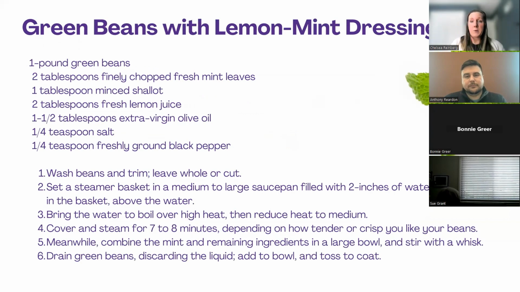Here is a recipe with a green bean with lemon mint dressing. So this uses fresh green beans, or if you have frozen green beans, but the frozen green beans will have just a little bit of a different texture. So using fresh green beans has mint, shallot. Again, you could use any type of onion in place of the shallot. And then just some black pepper.